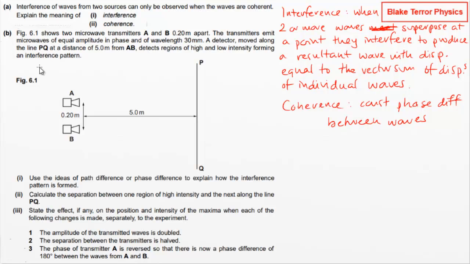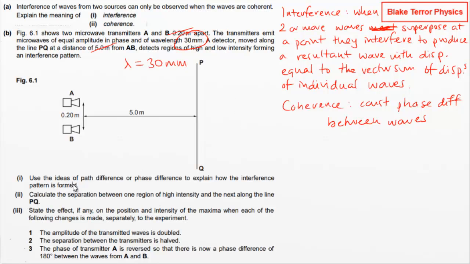Right, part B then. Let's just push it on. Figure 6.1 shows two microwave transmitters. Usual thing, right? Is there anything that they haven't given us? That's in the question, in the diagram. Right, there's the wavelength. That's the thing that they haven't put in the picture. So let's just make a note of that here then. And that's everything out of the text.